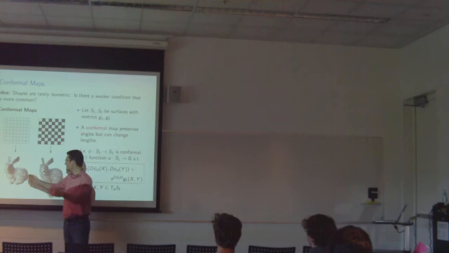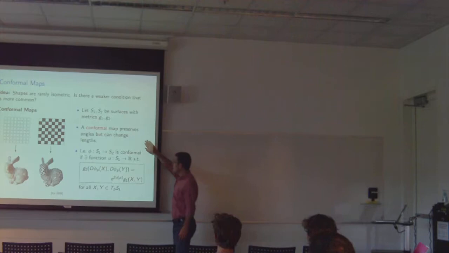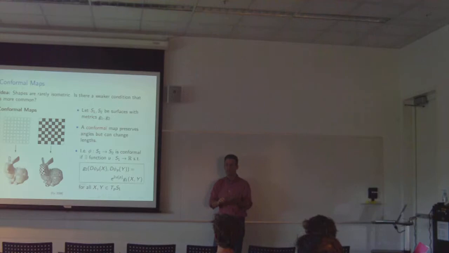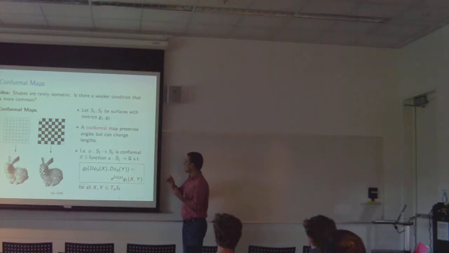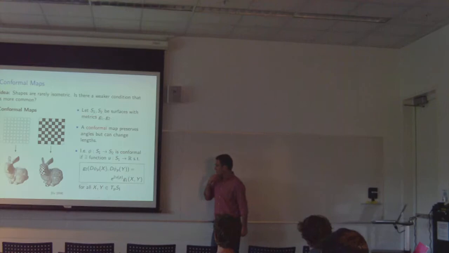Okay, so a conformal mapping is one where, an isometry would preserve lengths and angles, and what you do is you weaken one of the conditions. You drop the length preservation. No longer needs to preserve lengths, just preserve angles. Okay, so that's the local definition.